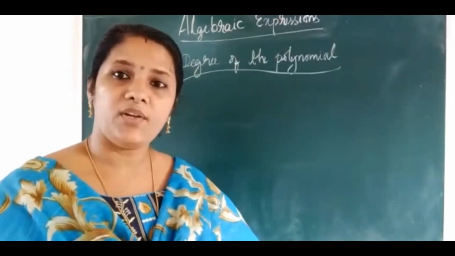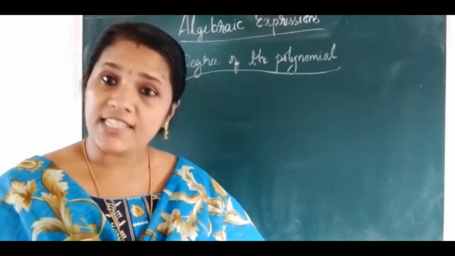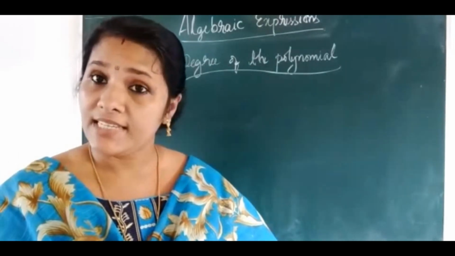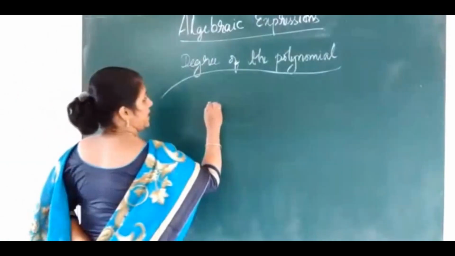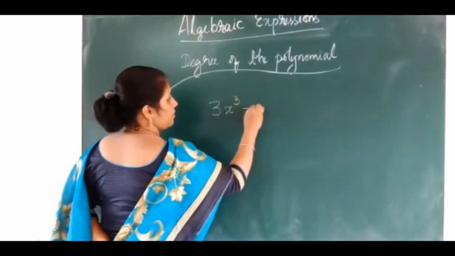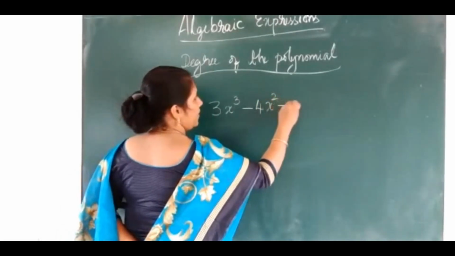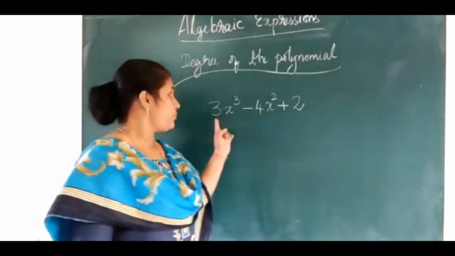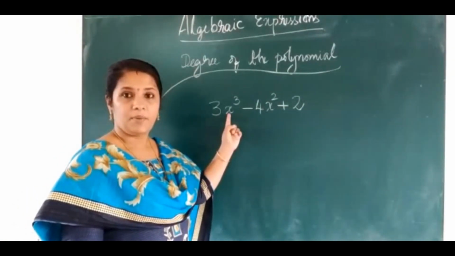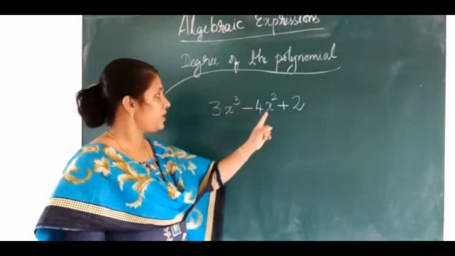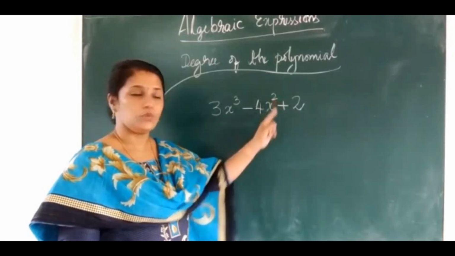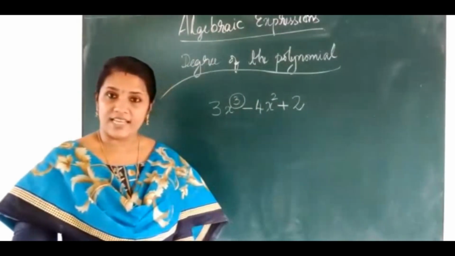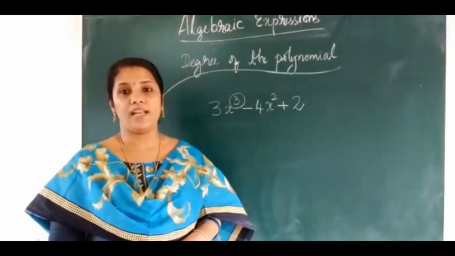Degree of the polynomial. What is degree of the polynomial? It is the greatest power of the variable present in the polynomial. Let's discuss this one with an example. Say 3x cubed minus 4x square plus 2. It's a polynomial in x. So, for this term, the power or the exponent is 3. This is having 2. So, the greatest is 3. So, we can say that degree of this polynomial is 3.